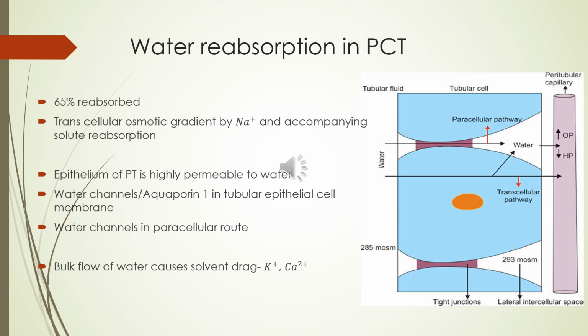And when a large quantity of water, that is a bulk flow of water, is transported, it helps in the transport of ions like potassium ions and chloride ions, and it is called solvent drag.